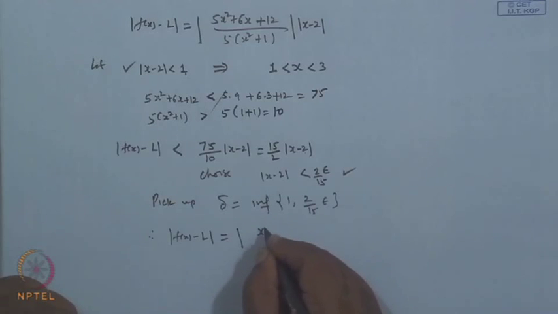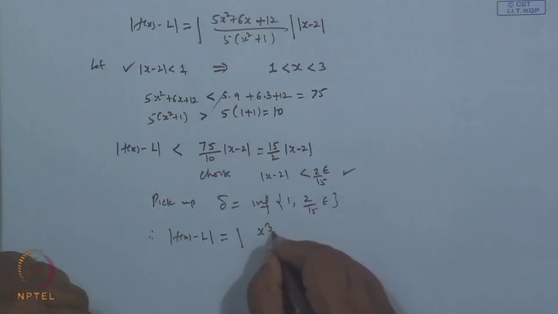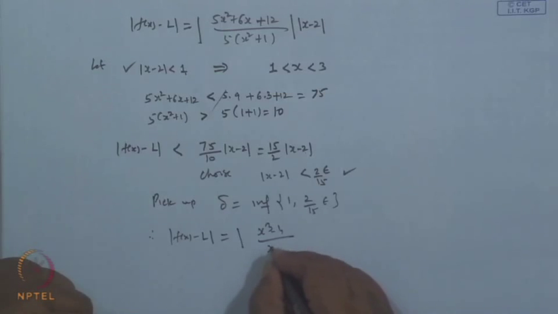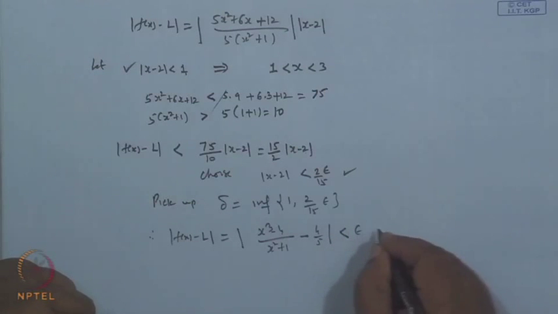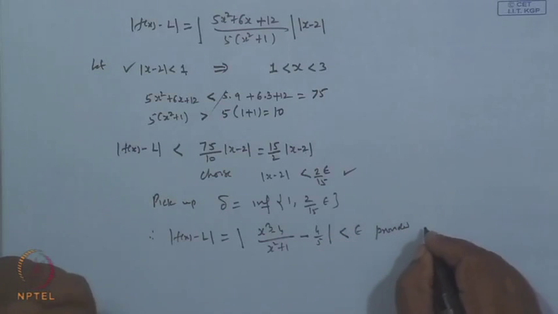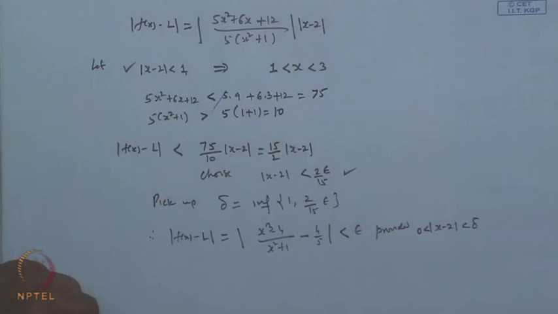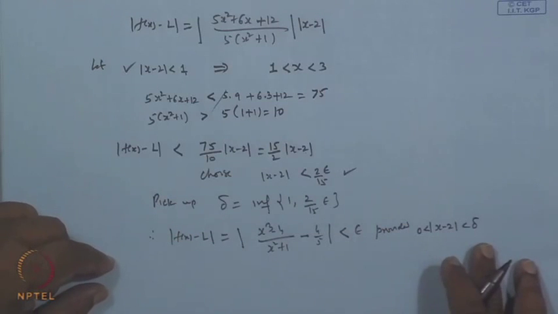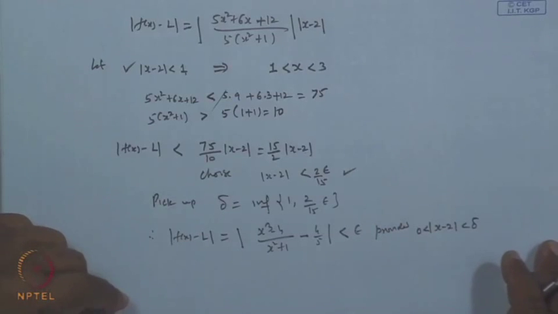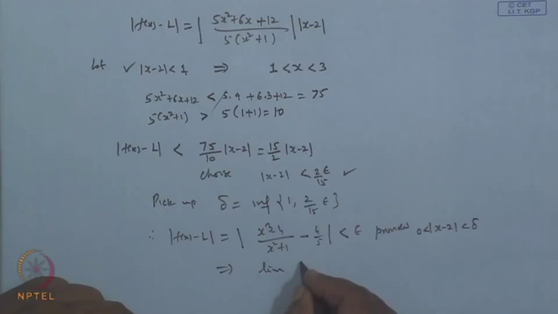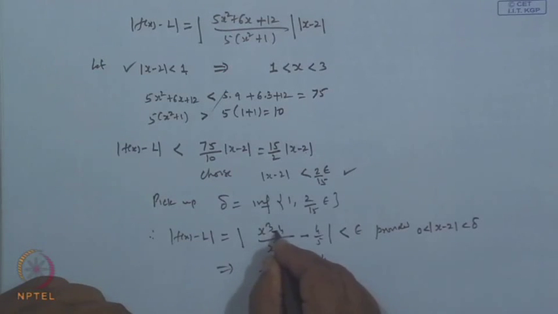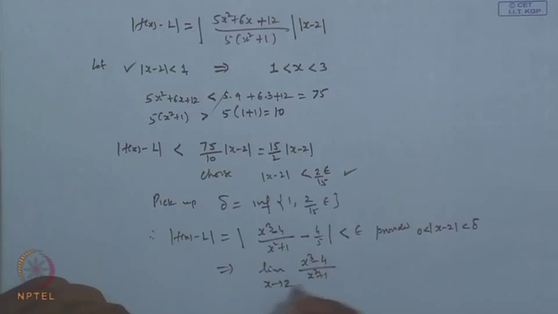The modulus of x cube minus 4 divided by x square plus 1 minus 4 by 5. This will be less than epsilon provided |x − 2| is less than delta and greater than 0, because x may not be 2. But here of course, there is no problem, we can also take 2. So, we can choose them. Therefore, the limit of x cube minus 4 over x square plus 1 as x tends to 2 is 4 by 5, and that is proved.